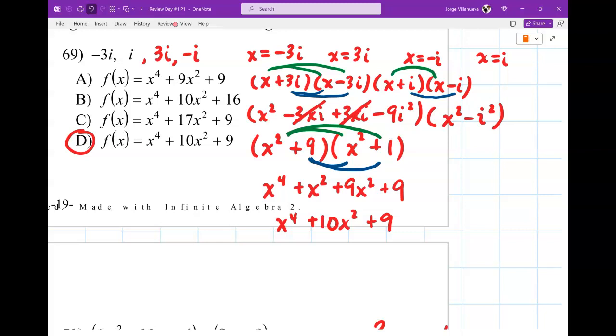So that's the 3 that were asked. Are there more? Anything else you guys want to see? Number 68. All right.